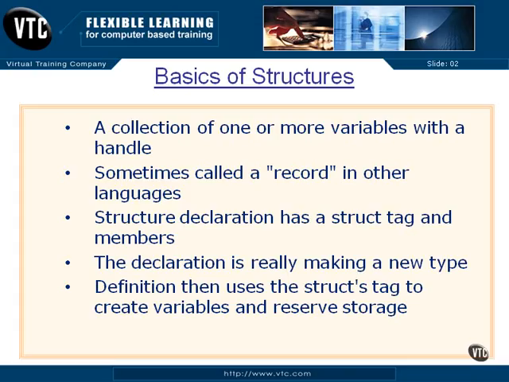A structure declaration has a struct tag and members. The tag is optional, but if you leave the tag off, then you can't do anything else with that structure definition other than what you have right there at the beginning. We're going to see that here in just a second, to make that a little more clear. As I said, the declaration of a struct is really making a new type of variable that we can then define wherever we need to. The definition, when we create the new type, uses the struct's tag to understand what kind of type we want to create. It then makes up appropriate variables and reserves storage for the new type.